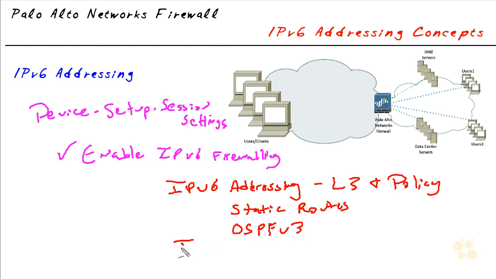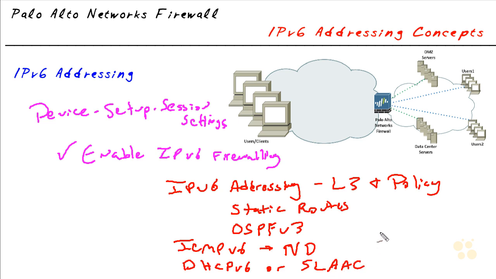I do have ICMPv6 support specifically for my neighbor discovery, the ND stuff. I also will have some options. DHCP we had before, but I have DHCPv6 or my auto configuration, what we call SLAAC.